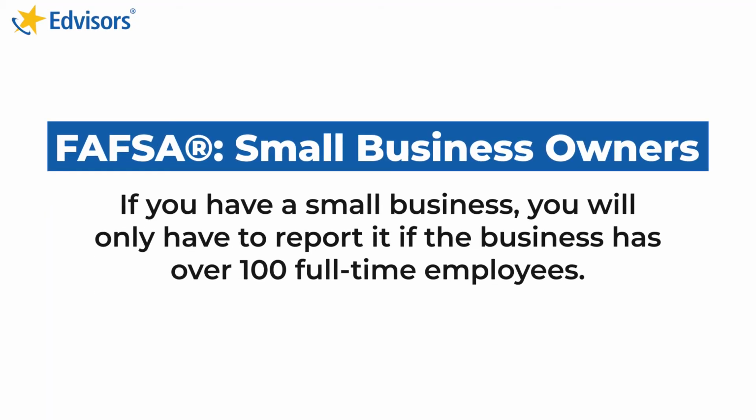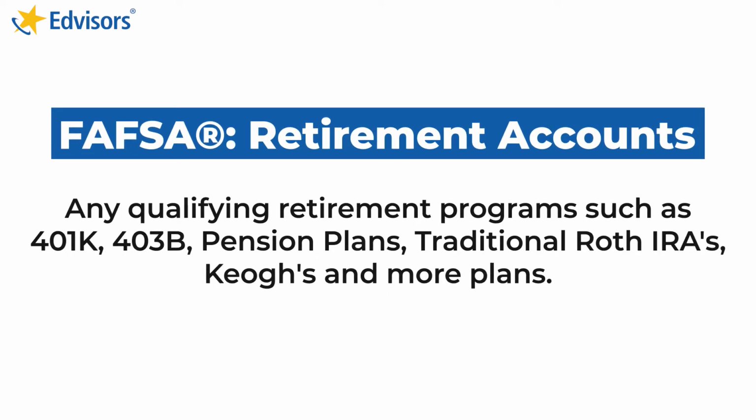Small business owners who own small businesses that are controlled by your family, you'll only have to report that small business if you have over 100 full-time employees. If you have under 100 full-time employees, it won't be reported on the FAFSA. Something else that's not reported on the FAFSA, any qualifying retirement plans like a 401k, 403b, pension plans, traditional and Roth IRAs, Keoghs, and other types of plans could be considered non-reportable assets on the FAFSA. And other non-reportable assets include things like personal belongings. The FAFSA will clearly explain what needs to be reported and what doesn't need to be reported.